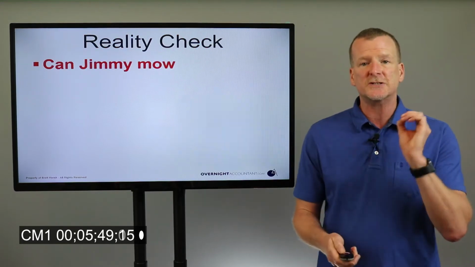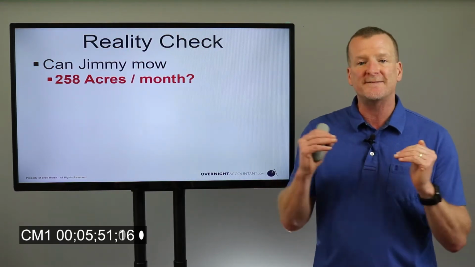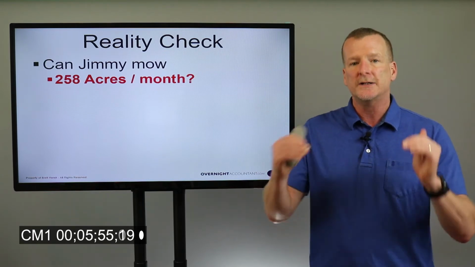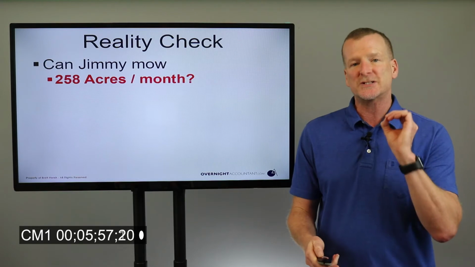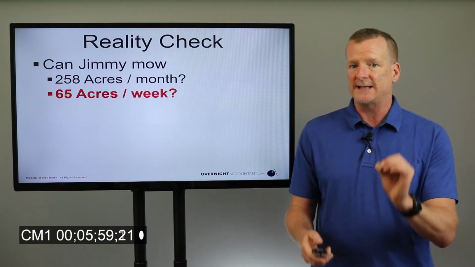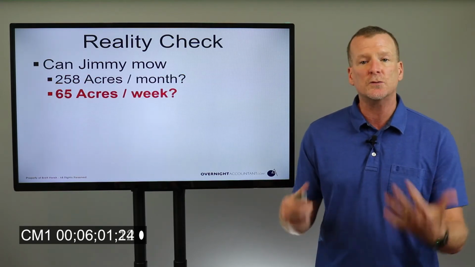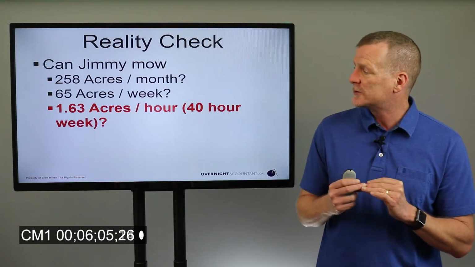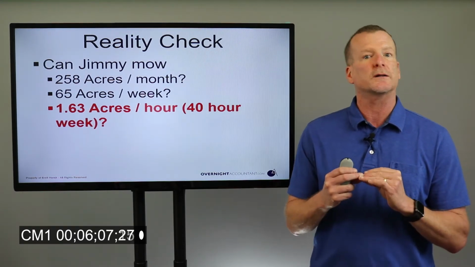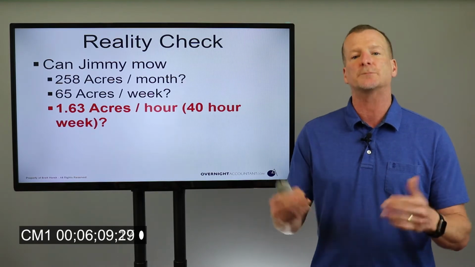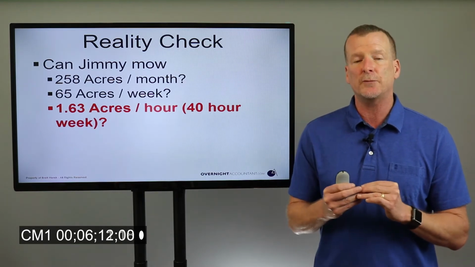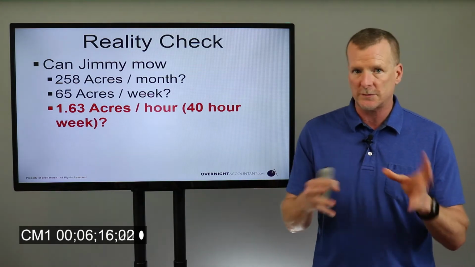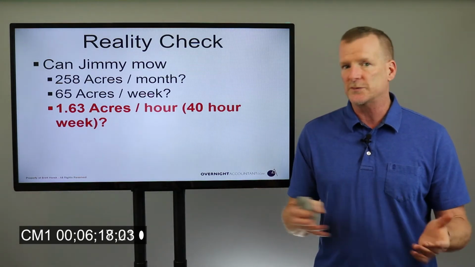Can Jimmy actually mow 258 acres each and every month during the year to pay his bills? That's reality check number 1. That means he needs to mow 65 acres a week. That is 1.63 acres an hour if he wants to work the same number of hours he was before at his previous job. So he needs to be able to mow during an 8-hour day or a 40-hour work week, which we're assuming is about average here. That's what he was doing before.